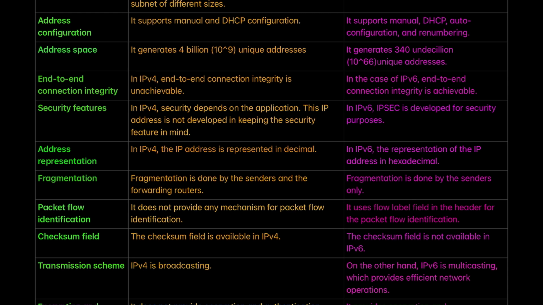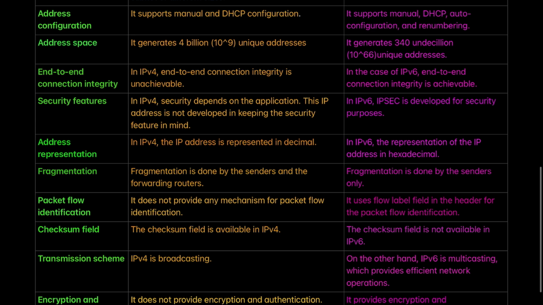Address representation. In IPv4 the IP address is represented in decimal. Okay. In IPv6 the IP address is represented in hexadecimal. Decimal means base 10, hexadecimal means base 16. Fragmentation is done by the senders and the forwarding routers. So in IPv4 there are routers which fragment, and also the senders. At first there is a source and destination. Now the source will fragment the IPv4 packet and send it in the form of fragments to routers, and then the router will forward it to the destination.